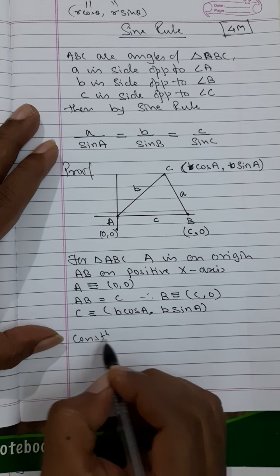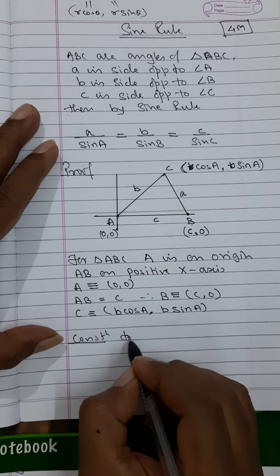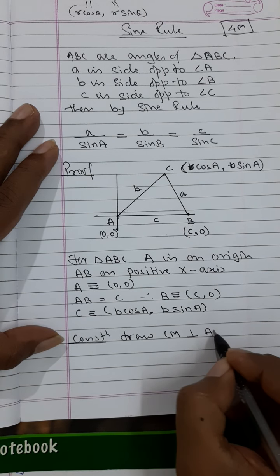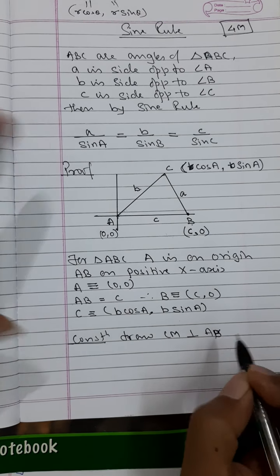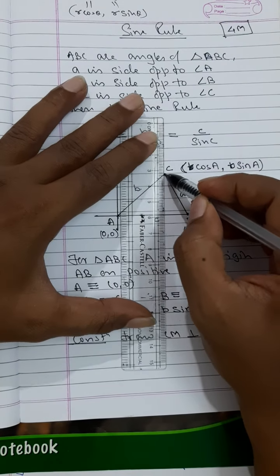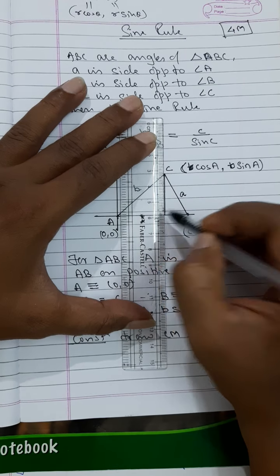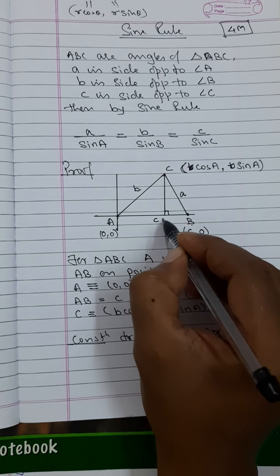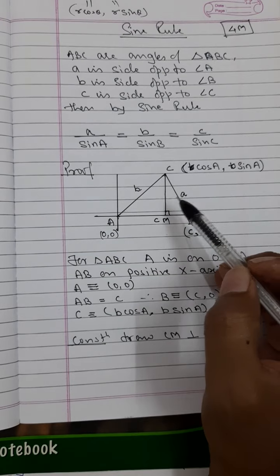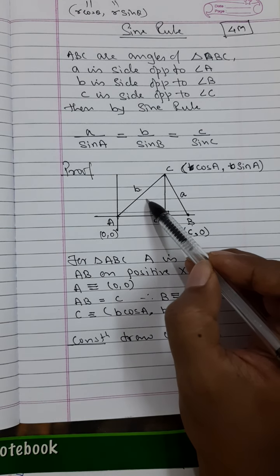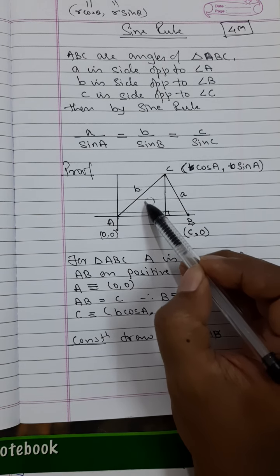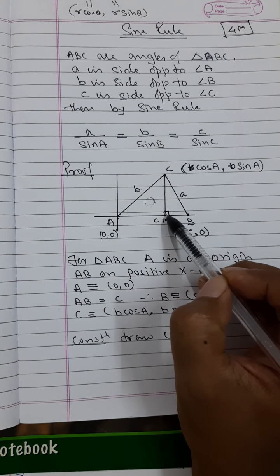Construction is needed over here. Draw CM perpendicular to AB. Why and what, I'll let you know. Of course, we have to travel in that way, then you'll be able to understand that. This is your CM. Fine. Now what we have to do is find CM from triangle CMA.